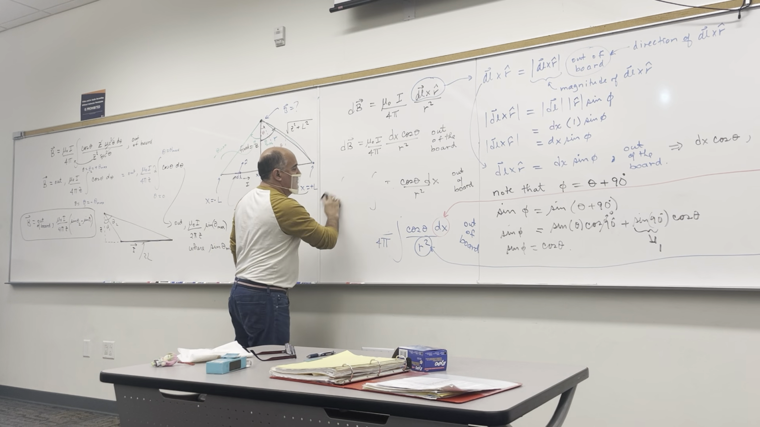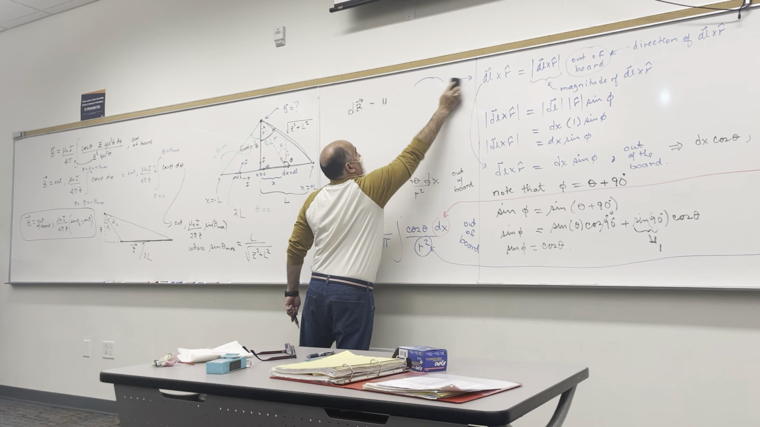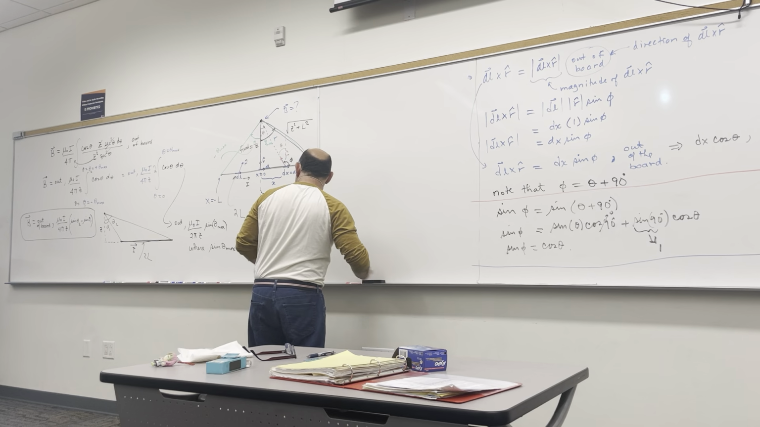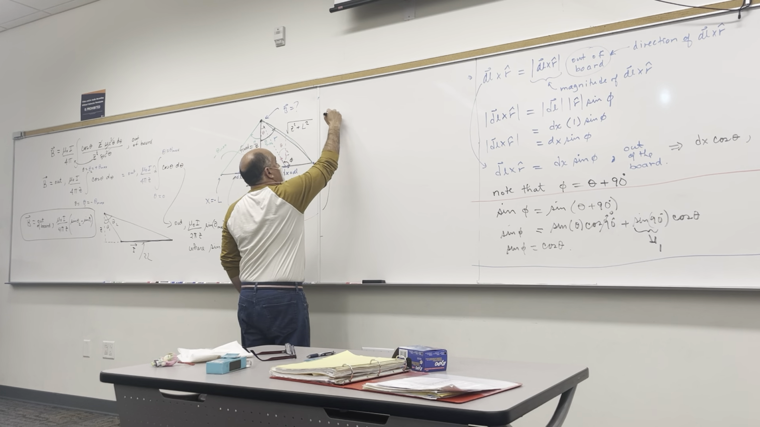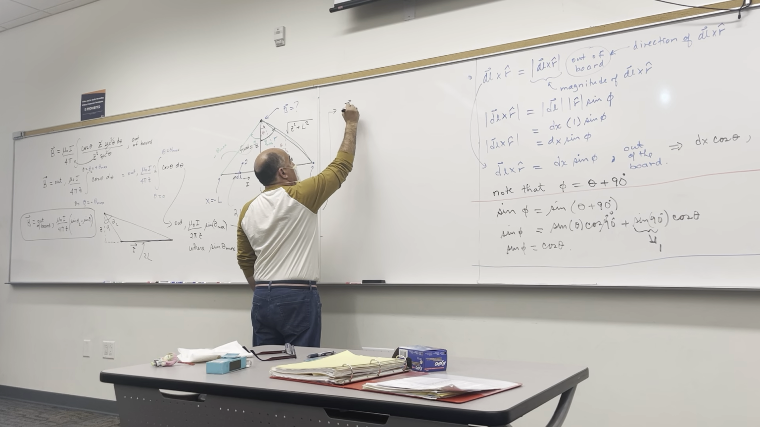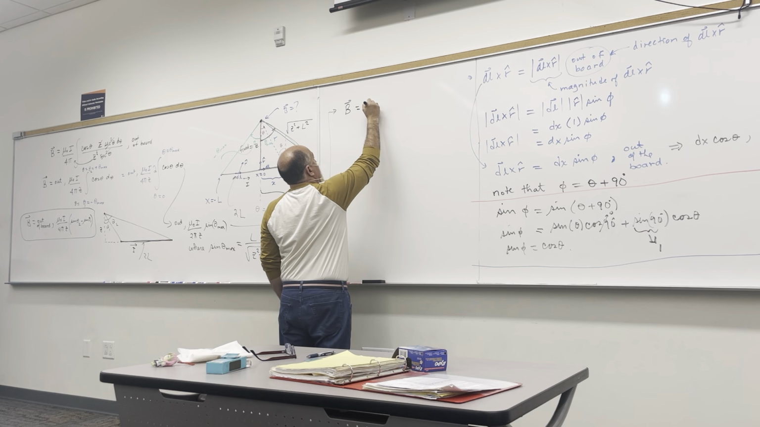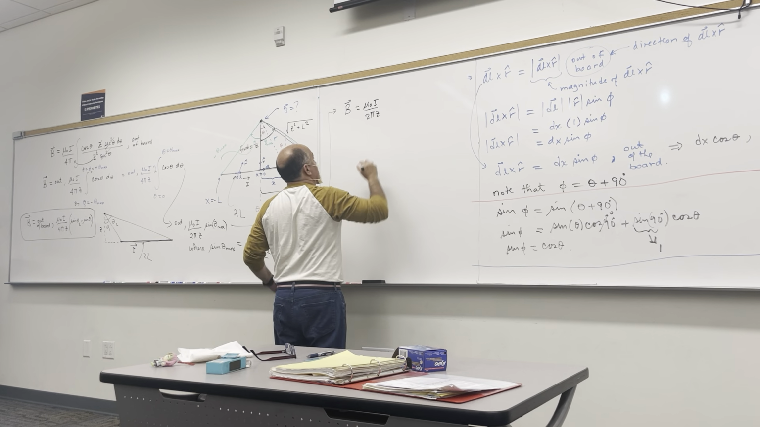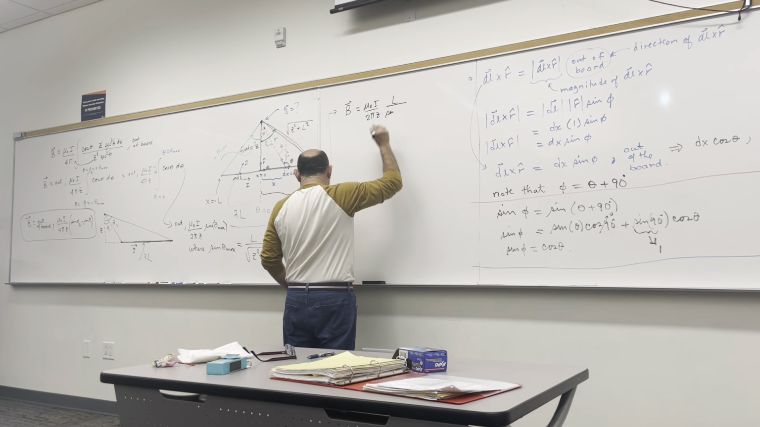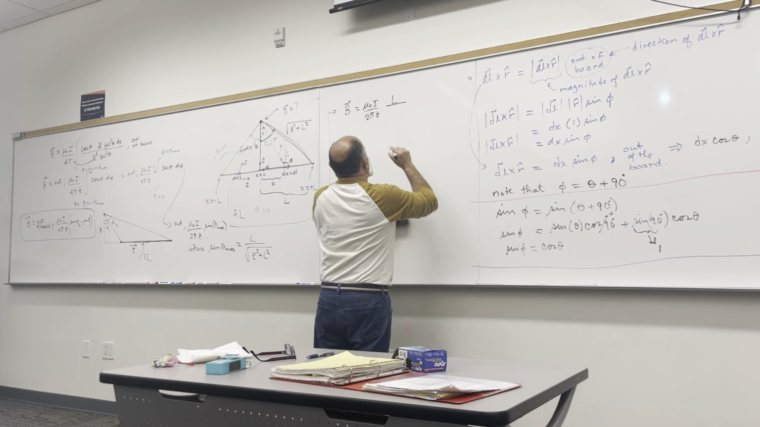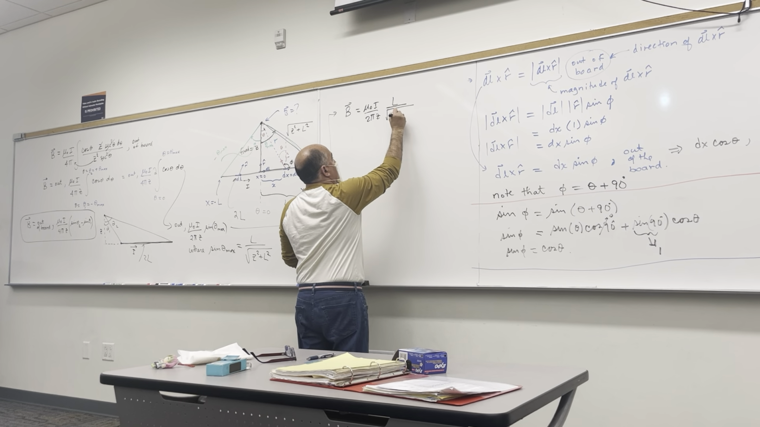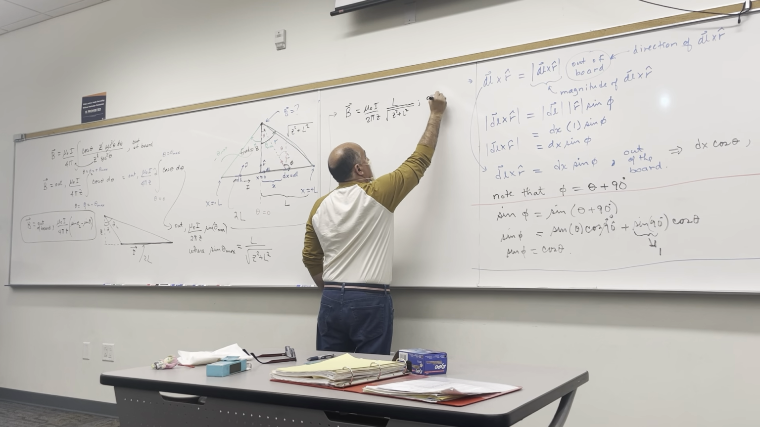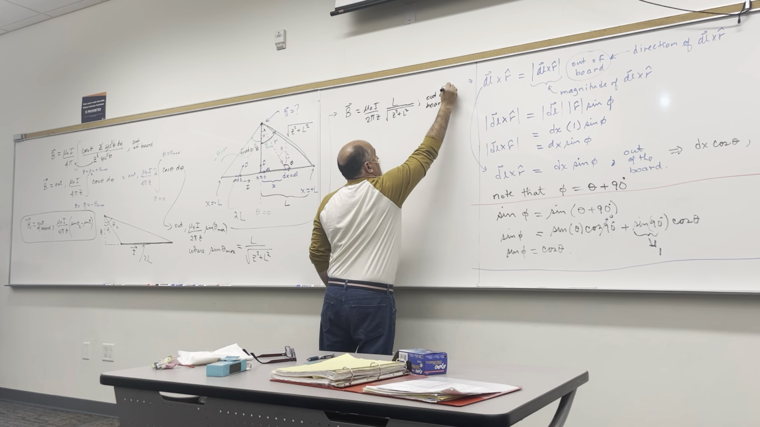Anyway, I have to erase some of this because I run out of board, and I'll just erase this part over here. So the answer is mu naught I over 2 pi z, and then this is L over the square root of z squared plus L squared. This is the answer to the problem.